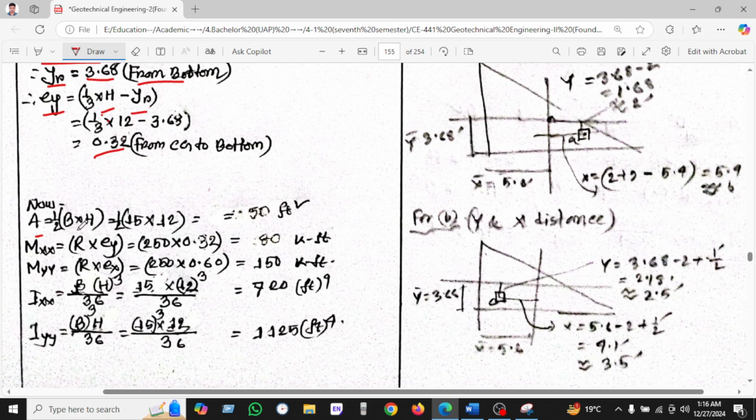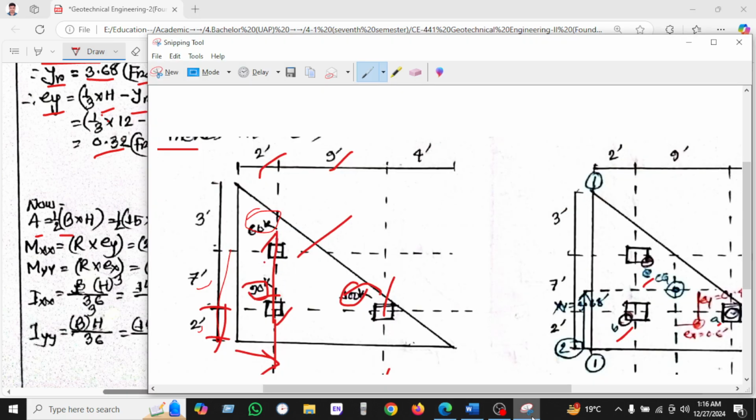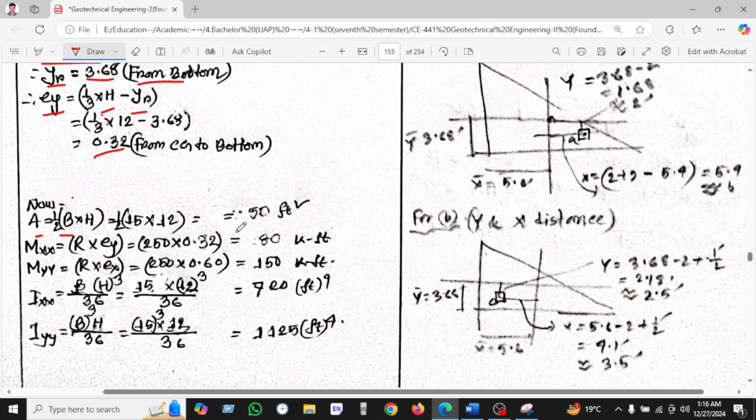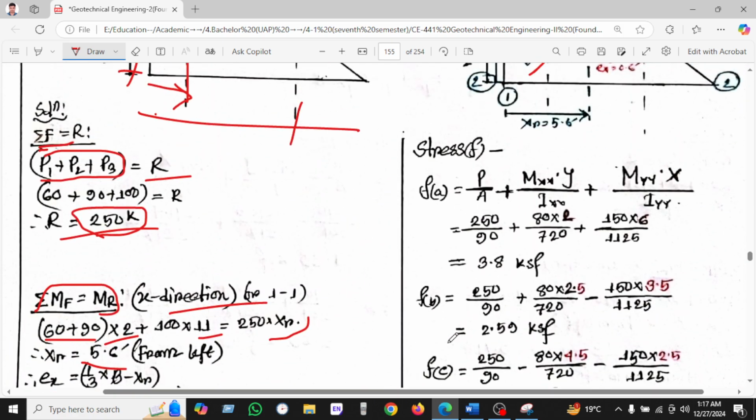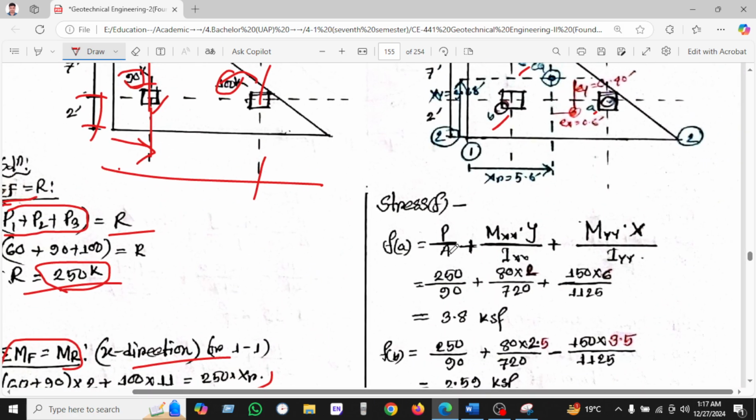Now we will calculate area, which is half into B into H, and found 50. And MX is equal to R into EY, and while calculating MY, it will be R into EX. So remember that IX equals B H cubed by 36, as this is a triangle footing, and IY equals B cubed H by 36, and found this value. Okay, so let's see how we'll calculate the stress. This is the equation of stress, P by A plus the terms in x and y, and to this value.